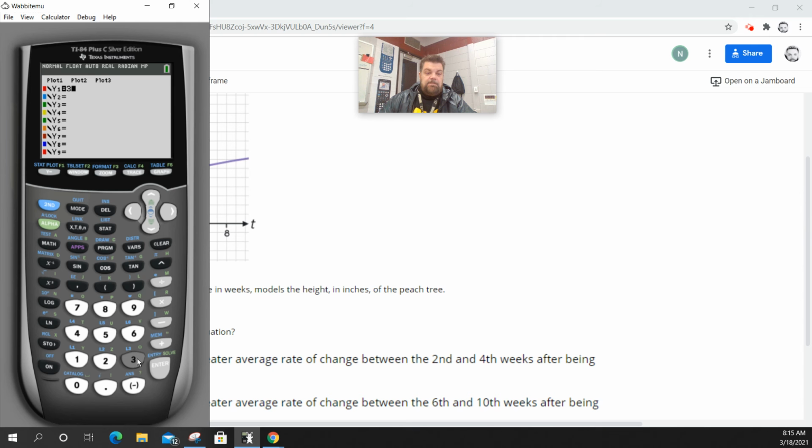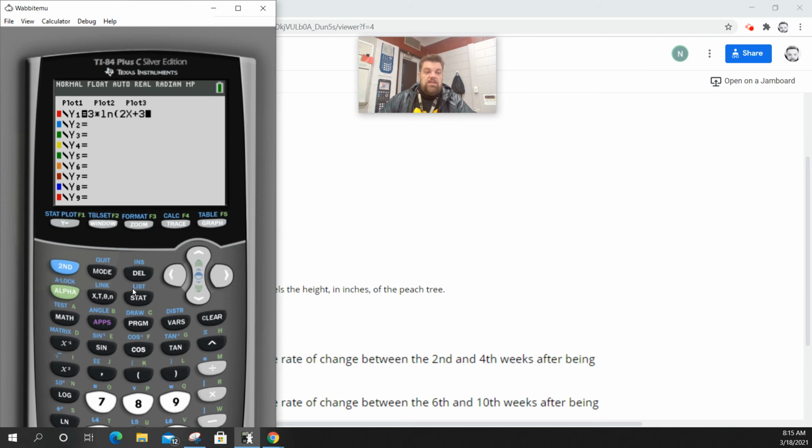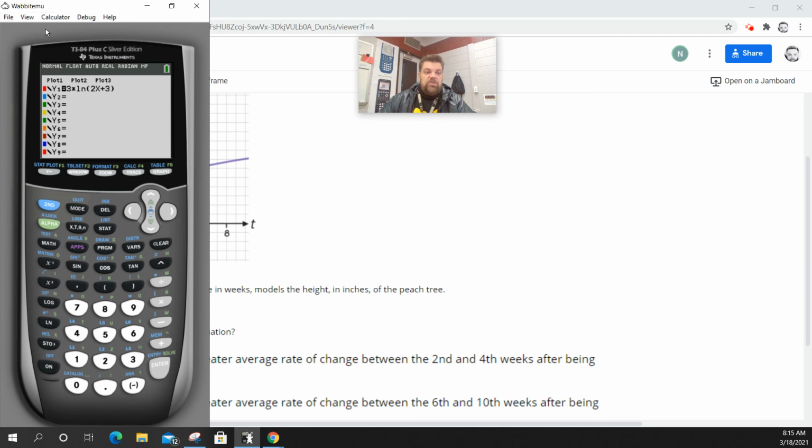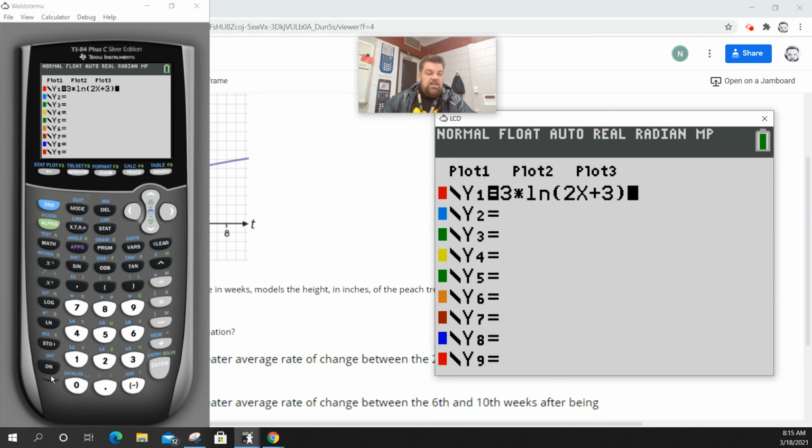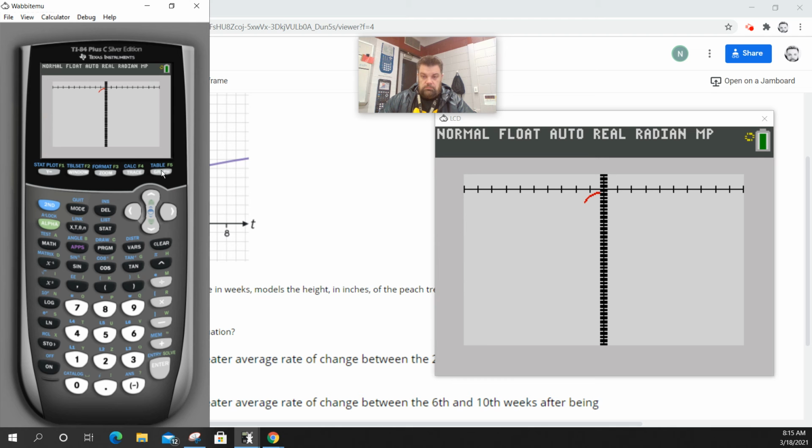So it is 3 times the natural log of 2t, but I'm going to say 2x, plus 3, close parentheses, whoops. And then, here, I'll make it bigger so you guys can see it. And then minus 5. Okay, so that's what this graph looks like.